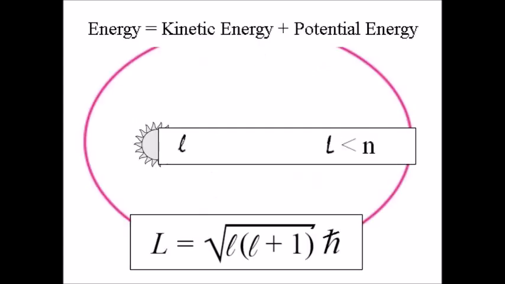No, look at the equation. Notice that the angular momentum, big L, is not zero, even if the angular momentum number, little l, is zero. So from now on, if I say big L, I'm talking about angular momentum. If I say L or little l, I'm talking about the second quantum number.